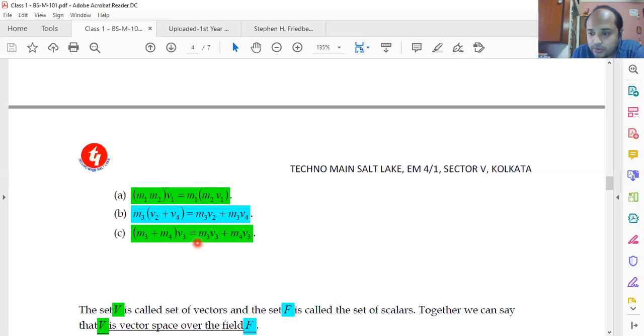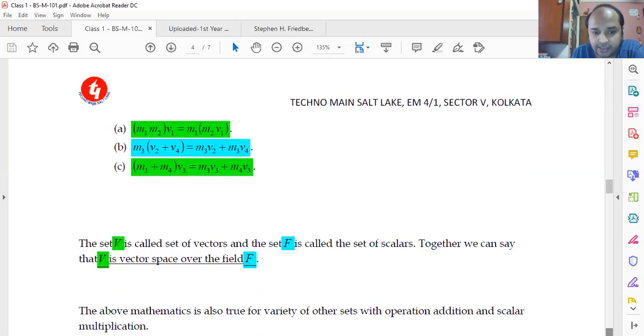If this is so, then the set V of velocities is the set of vectors, and the set F of masses is the set of scalars. And if we consider these operations, I will say that this capital V, the set of velocities, is a vector space over the field capital F. We say this vector space V is the vector space over the field F. I told you in the beginning of the session that to learn vector space, field is important. So that is why you see how this field is connected to the vector space.